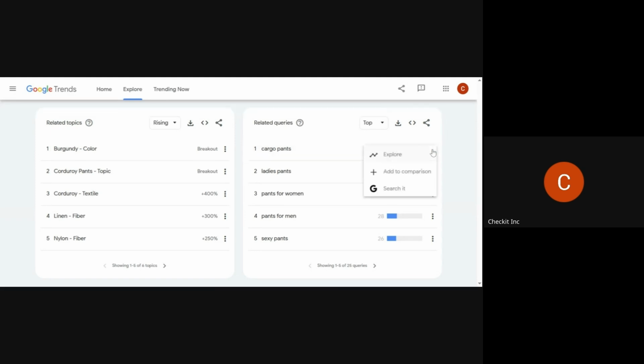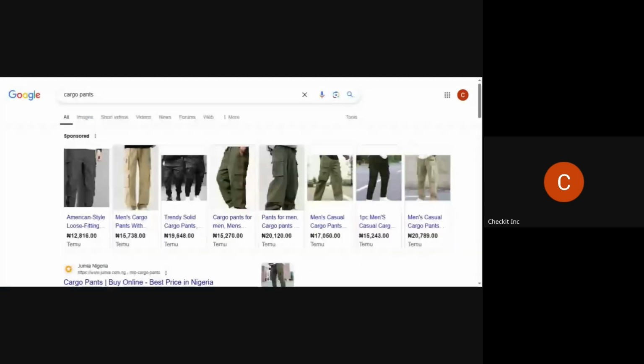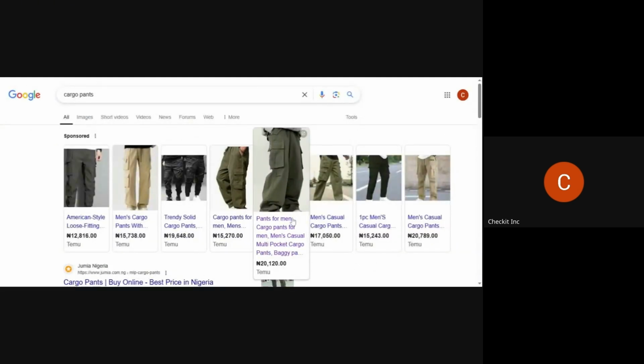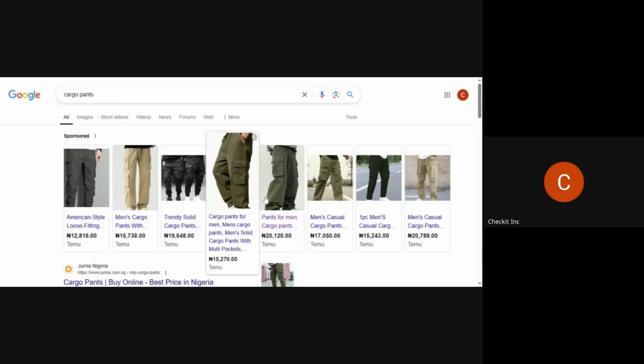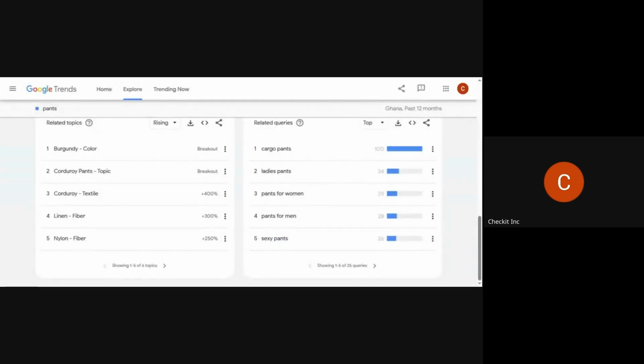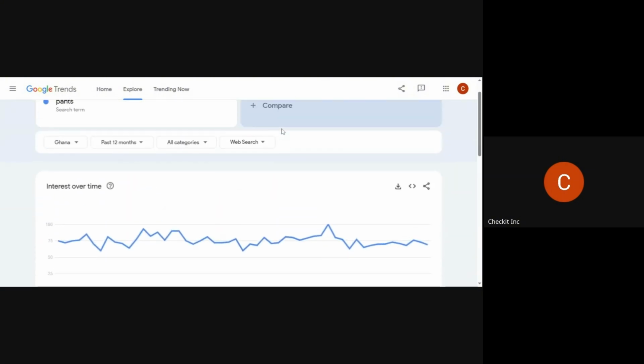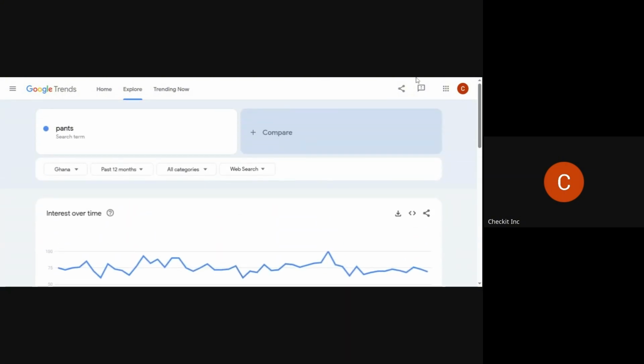So if you go here and click on search, you will see that this is what people are searching for. All right, cargo pants. This is how it looks. So it is pretty straightforward. It's not too complex. It's something that you can easily just go through.